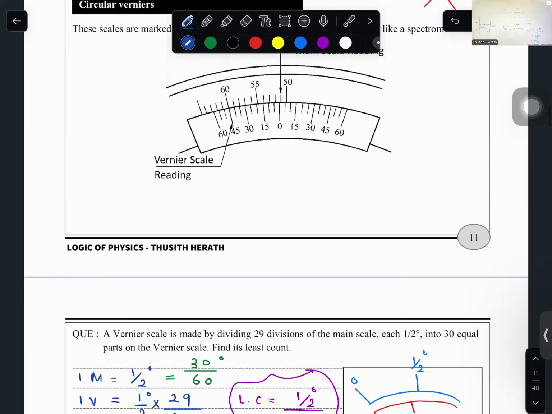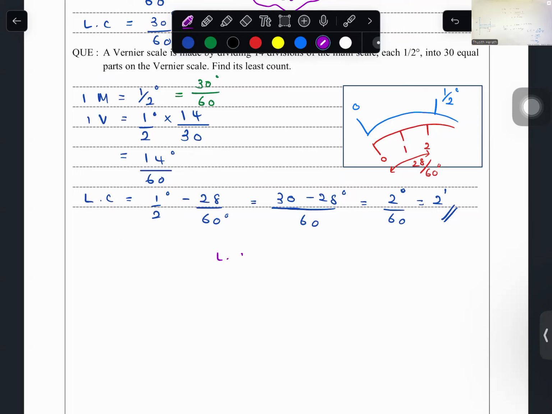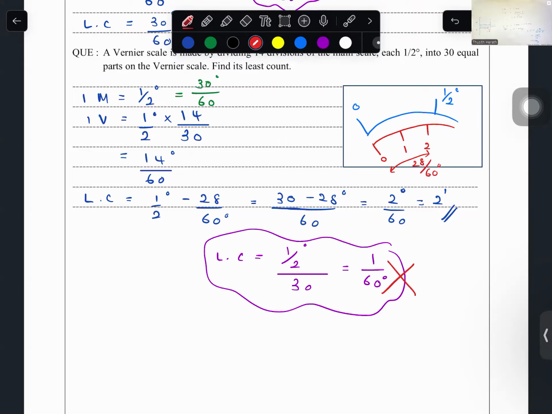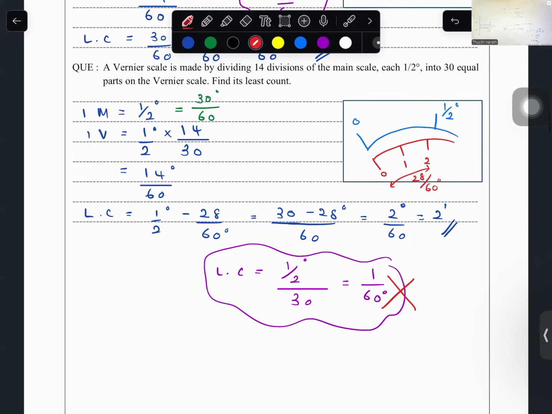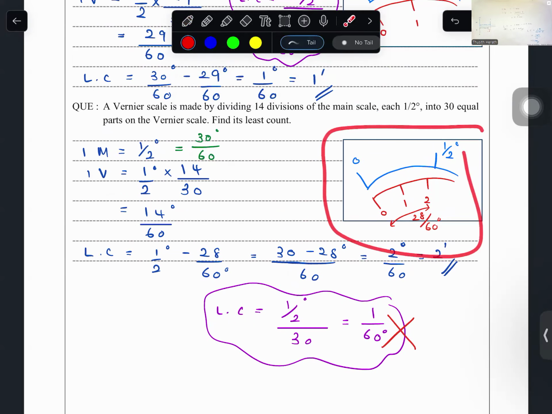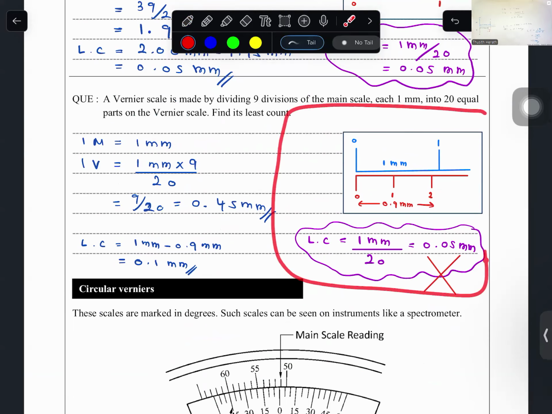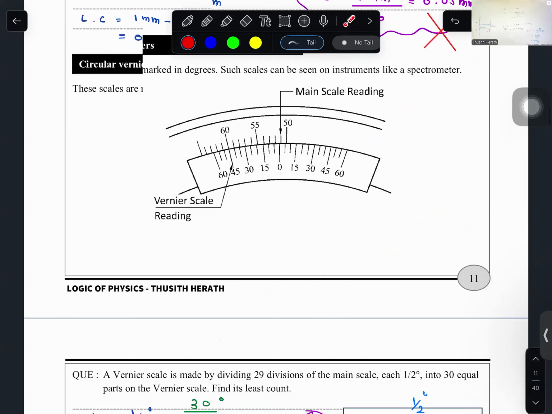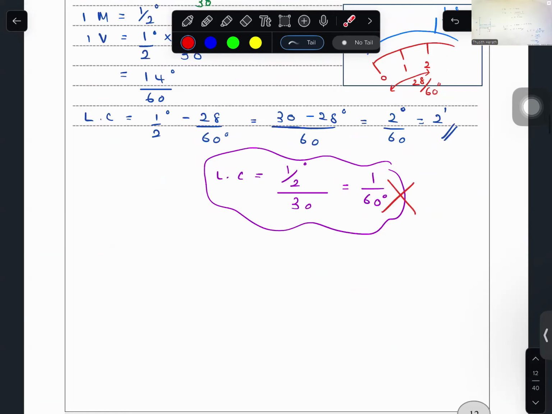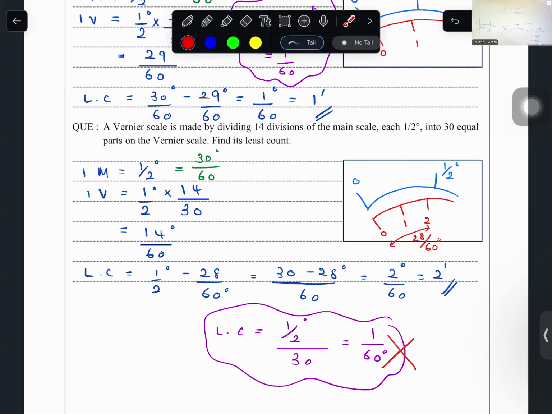We'll test it by the short method. Least count equals the angle of one main scale division divided by the number of vernier divisions. It's 30. It gives the answer as 1 over 60, right? But it should be wrong, right? It is wrong. Because this scenario is the same as the one we got wrong before with the short method. So for those kinds of scenarios, the short method does not work, right? Complete it. So this is the correct method.